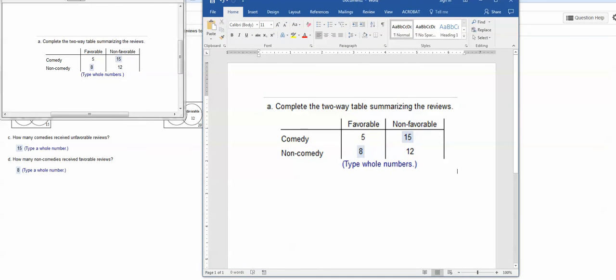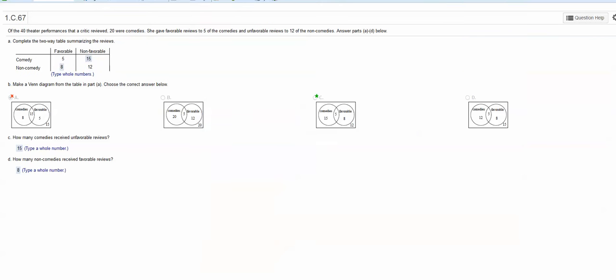We're given comedy, non-comedy, favorable, and non-favorable. There's a couple of different ways we could choose to set up a Venn diagram, but in a Venn diagram, we're going to have two sets, and we're going to have stuff in the set and not in the set. That's what we are going to base our answers off of.